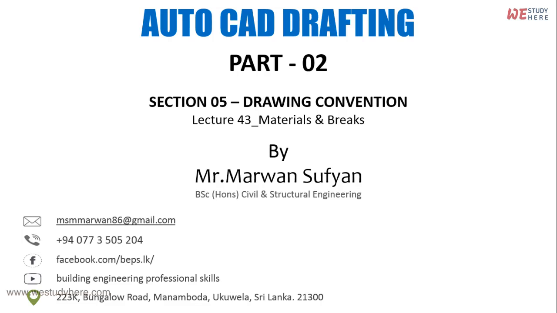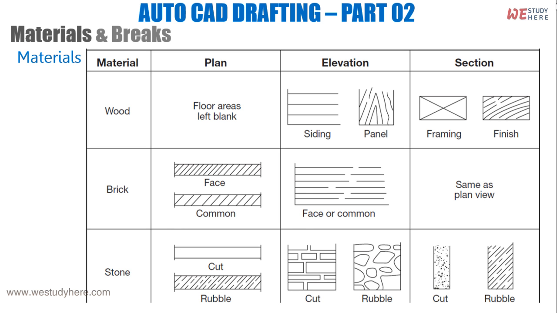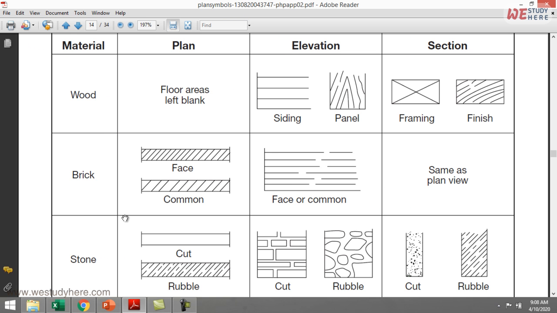AutoCAD Drafting Part 2, Section 5, Drawing Convention, Lecture 43, Materials and Breaks. If you refer to any drawing technique books, the materials and their standard conventions, the hatch patterns, can be found. Here, I have attached this document as a PDF file under the resources section in this lecture. So we know this convention, the hatch pattern, represents the material.